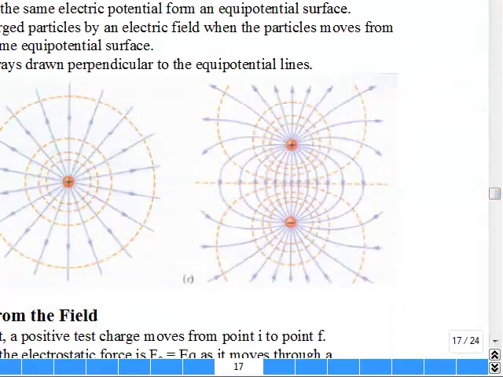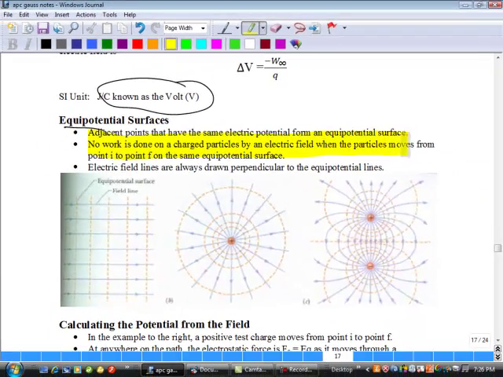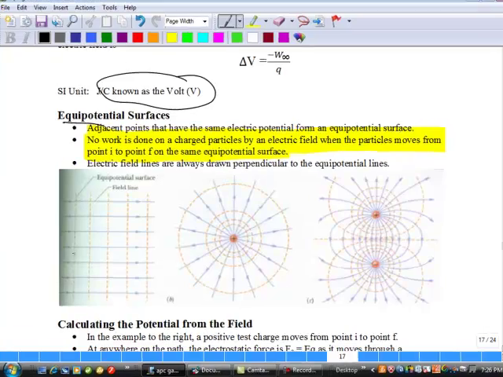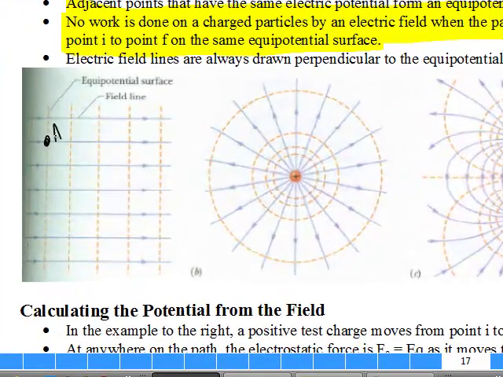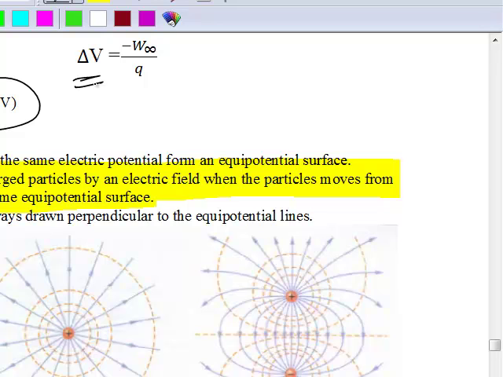In the lab you did, you should have seen these equipotential surfaces. These are adjacent points that have the same electric potential. Here is the important part about an equipotential surface: no work is done on the charged particle when it moves between points on the same equipotential surface. So if my red line here is my equipotential surface, and I move from point A to point B, I have not changed my potential.